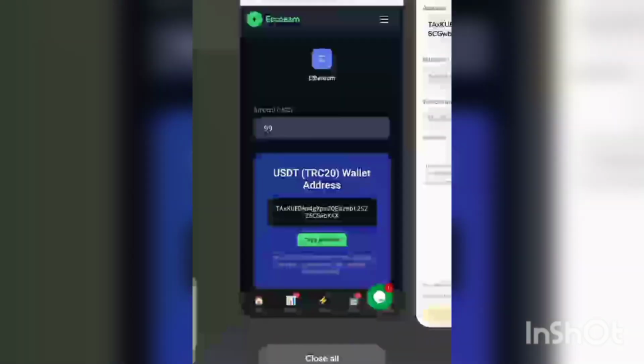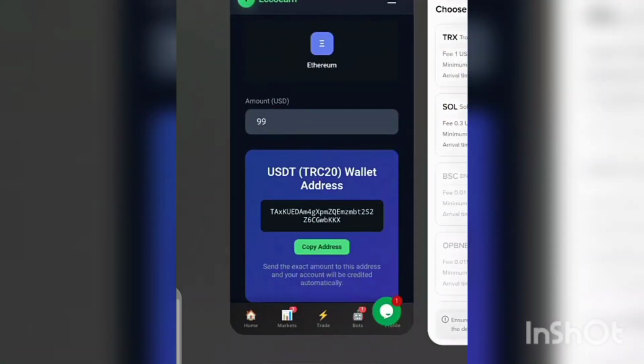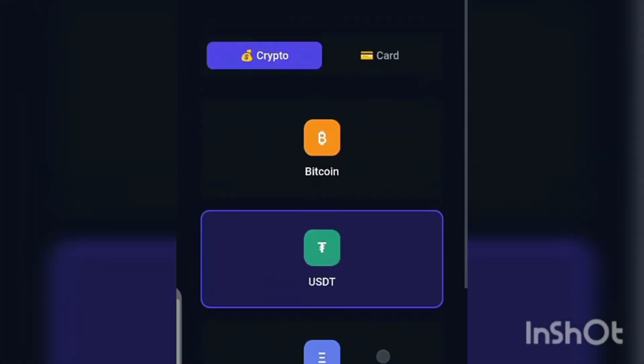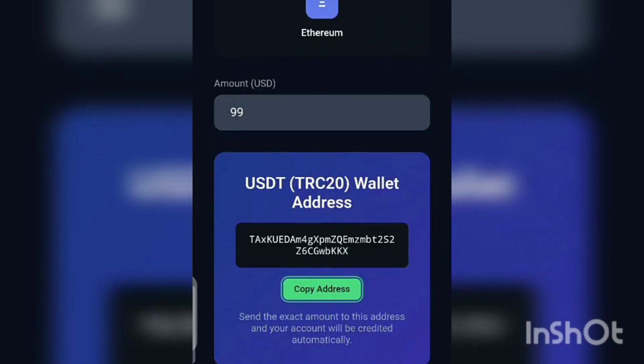Follow it step by step. You paste your address and you cross-check it with the one you have in your wallet to make sure that it is correct. Then I'm gonna be selecting TRC20, which is Tron, to make sure that we selected the proper network.